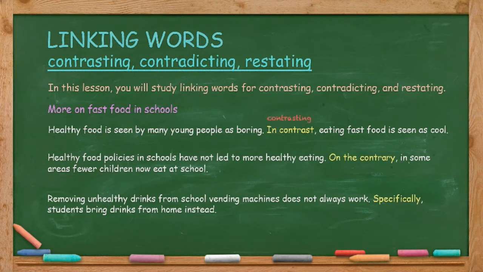Healthy food is seen by many young people as boring. In contrast, eating fast food is seen as cool. Second, healthy food policies in schools have not led to more healthy eating. On the contrary, in some areas, fewer children now eat at school. And the third one, removing unhealthy drinks from school vending machines does not always work. Specifically, students bring drinks from home instead.